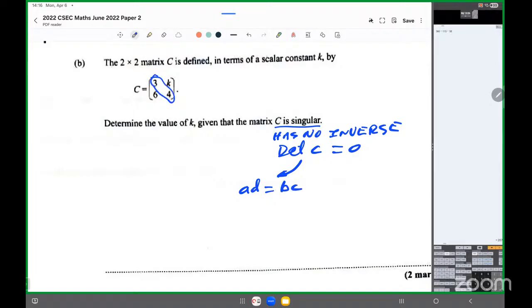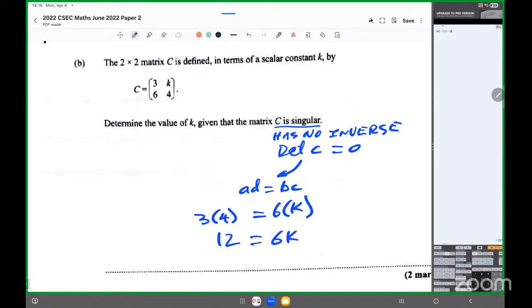So AD, this product, is 3 times 4. So 3 times 4 equals this product, which is 6 times K. So 12 equals 6K. Therefore, K equals 2. So this product is 12, and for this product to be 12 as well, K has to be 2. So K equals 2 to make it singular. When the determinant is 0, the two diagonal products are the same. Yes, sir.